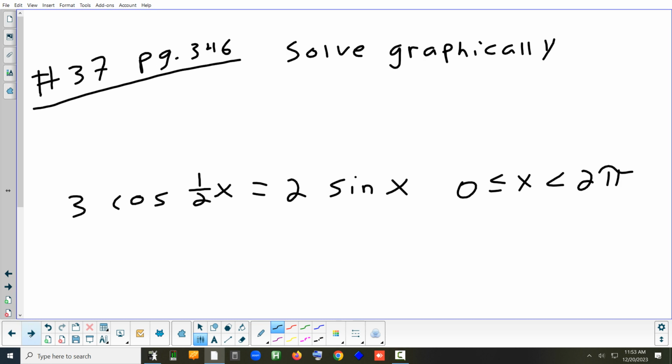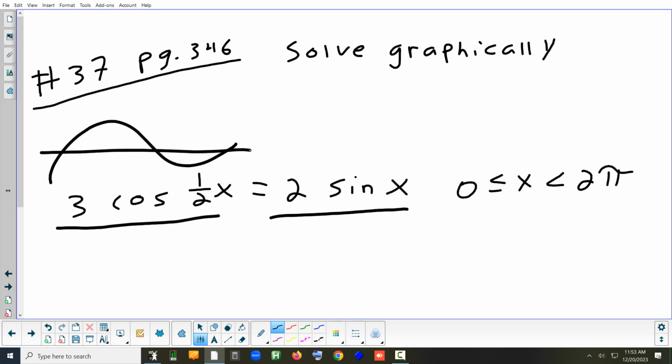It's pretty much the same thing. Just put that in y1, put that in y2, and then see where they cross. Any question how you would do that one? The difference this time is you're not going to have a wave and a line. You're going to have a wave and another wave. So you're going to have a sine and a cosine. And you just see where they cross.